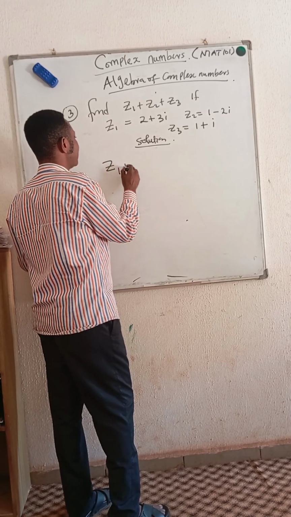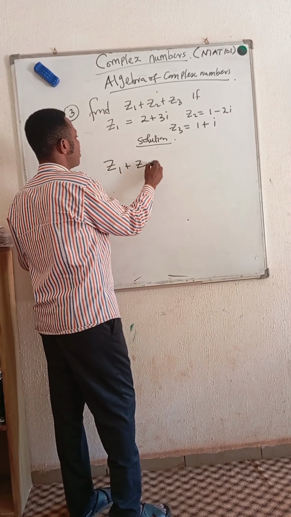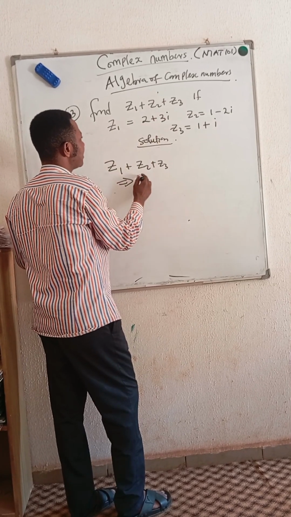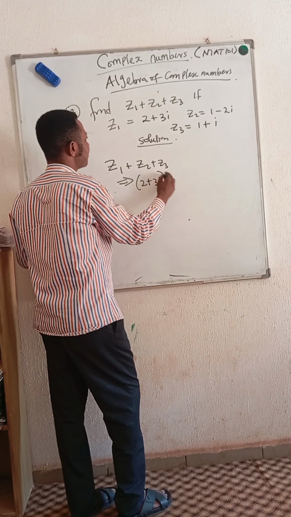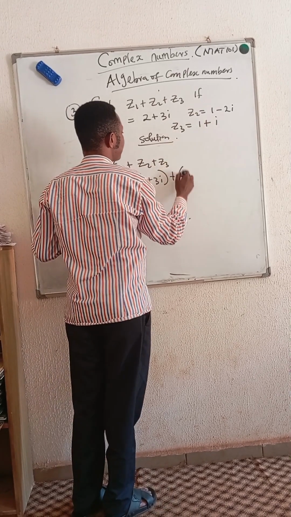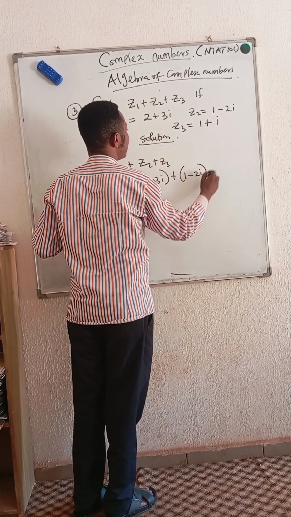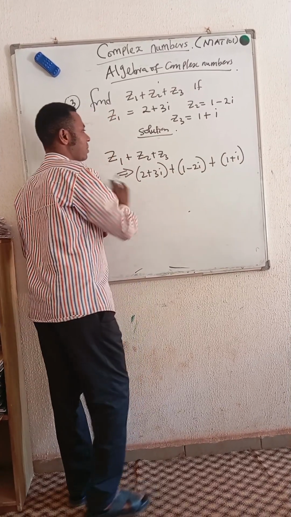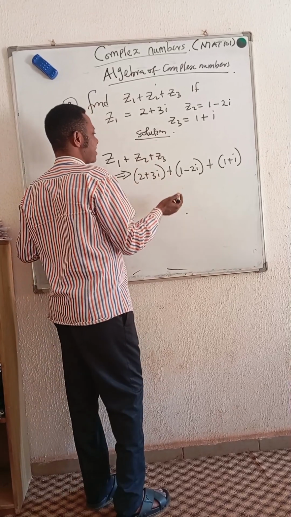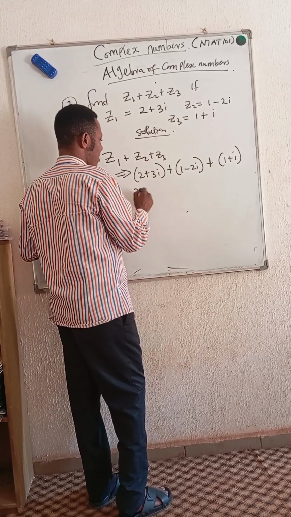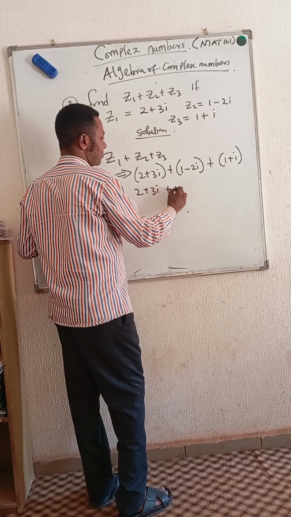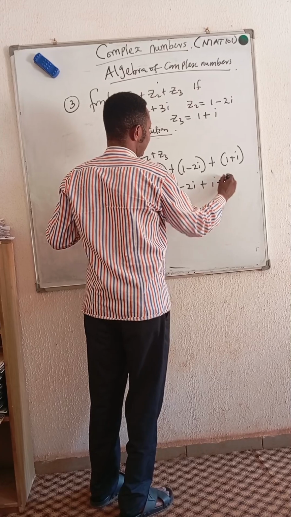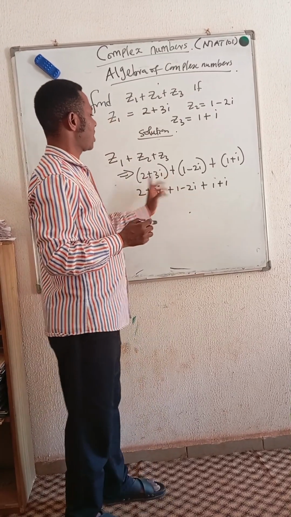So finding z1 plus z2 plus z3, it's better we write everything like this. What is my z1? 2 plus 3i, plus what is z2? 1 minus 2i. Then what is z3? 1 plus i. Alright, so let's add everything up. The way it is now, because it's plus plus, we can just clear off the brackets. We write it this way.